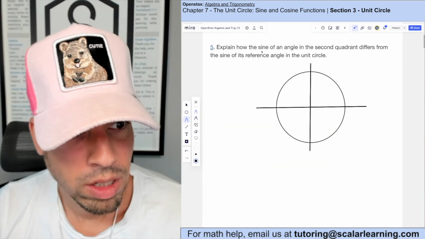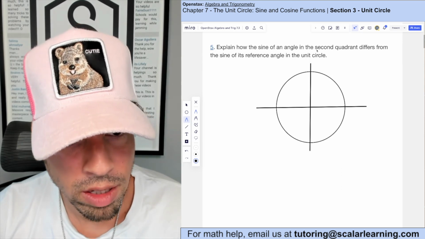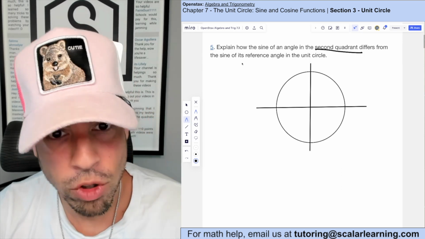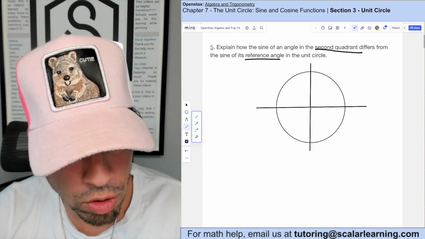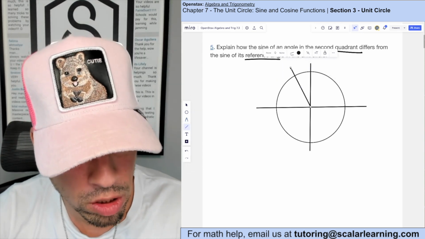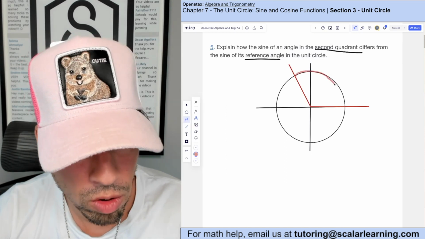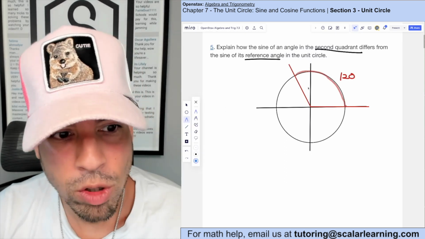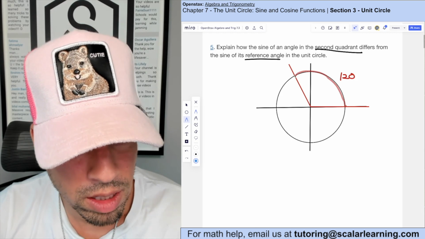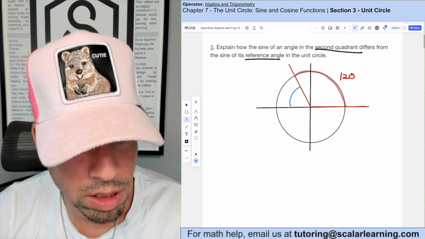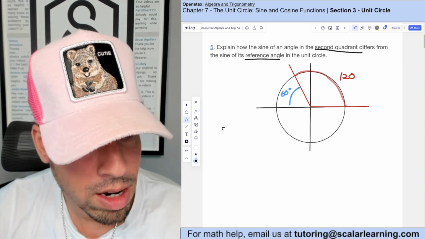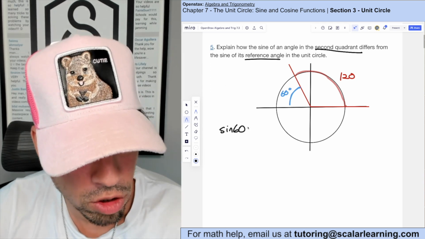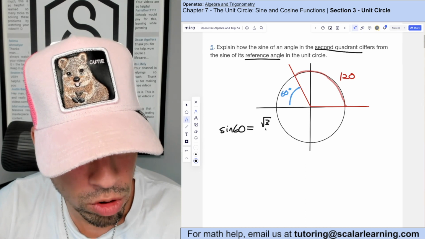Done. This one says, explain how the sine of an angle in the second quadrant differs from the sine of its reference angle in the unit circle. We're going to go back to the example from the previous question, which is 120 degrees. This angle here is 120. When we talk about the reference angle, if we look at this stopping point, the shortest distance to the x-axis is 60 degrees. When we take sine of 60, we get a value equal to square root of 3 over 2.